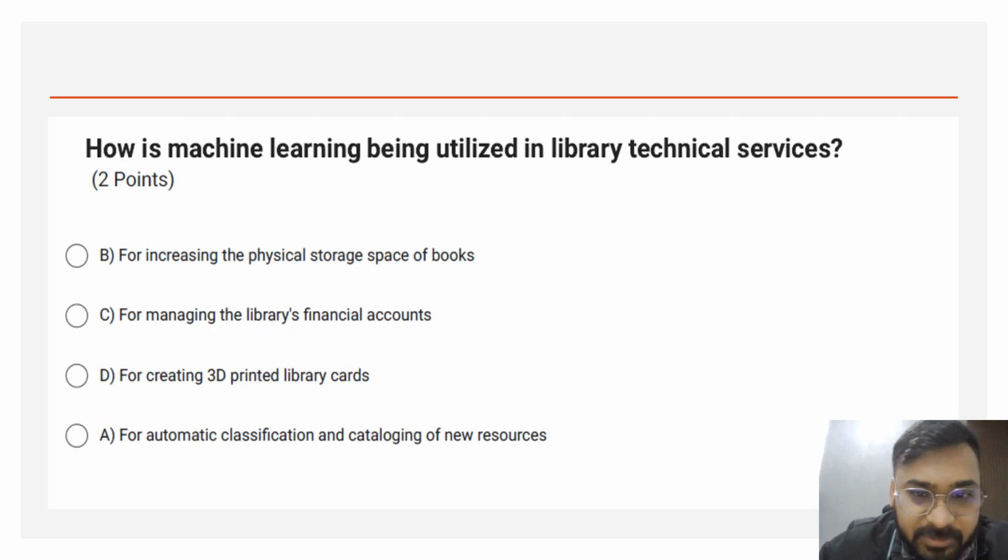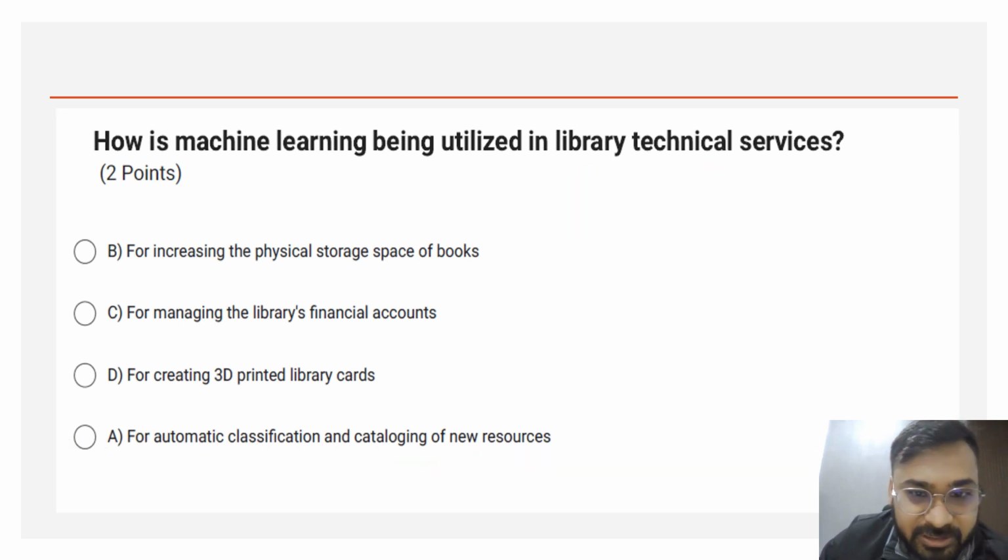How is machine learning being utilized in library technical services? For increasing the physical storage space of books, for managing the library financial account, creating 3D? No. For increasing the physical storage space of books? No. For automating classification and cataloging for new resources? This can be.